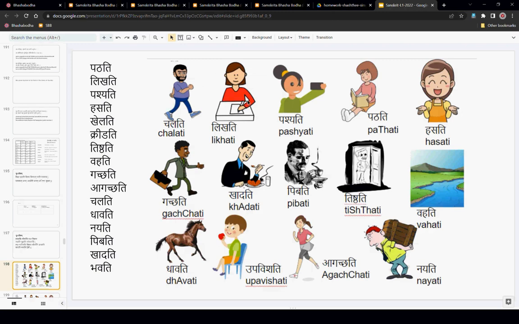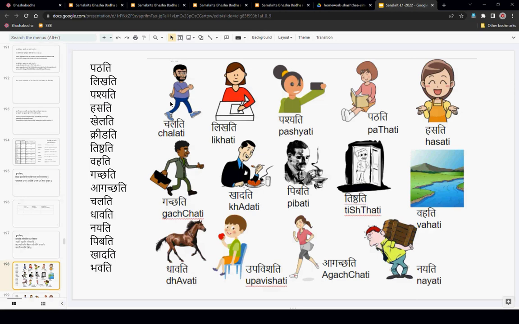So for some of the Kriyapadam, we can ask Kim question and get the answer. But for some of the others we can't, because it doesn't make sense, because the action is not happening on anything. Here Likhati, Lekhana Kriya is happening on something, that's what is called object. So Sa Patram Likhati. Pashyati also, what is she looking at? Patati also Pustakam. But Hasati, Chalati, the Kriya is not happening on anything.